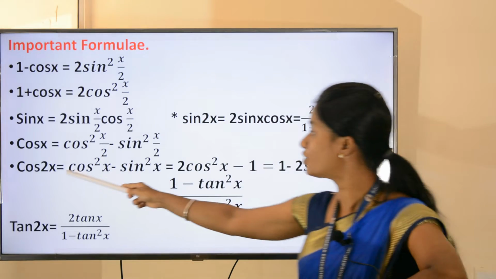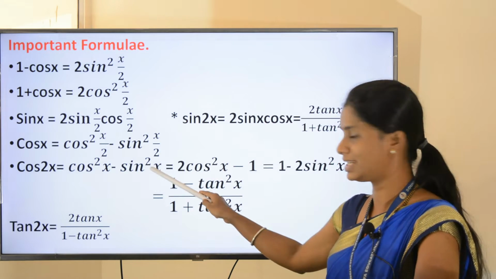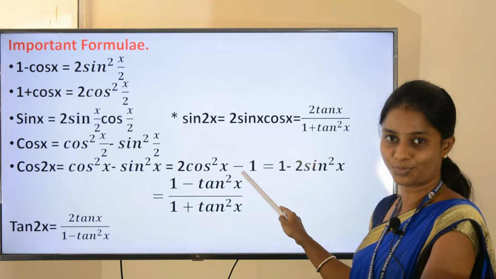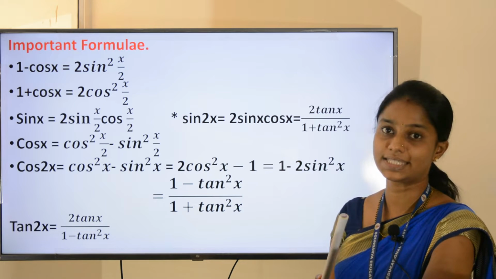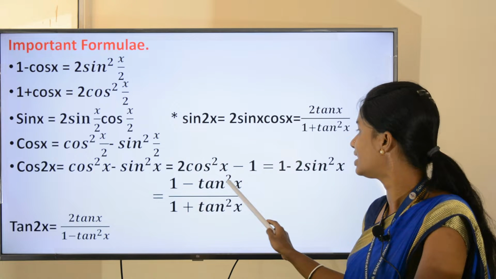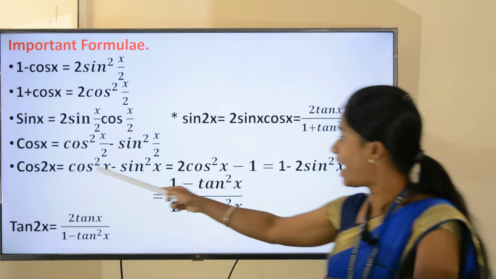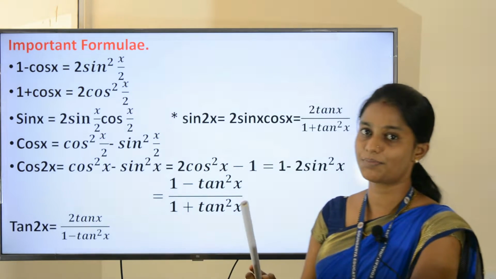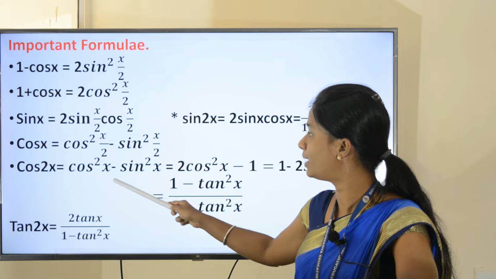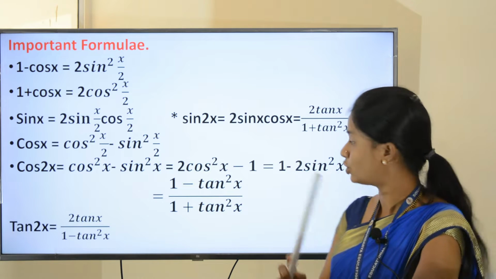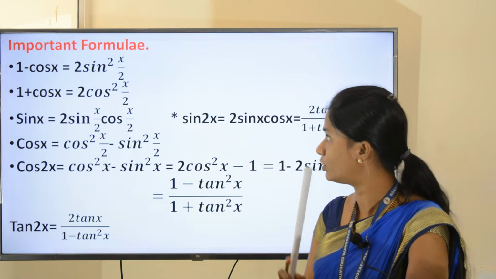In the same way, cos 2x will have a total of 4 formulae, students. That is cos square x minus sin square x, 2 cos square x minus 1, or 1 minus 2 sin square x. The last one is in terms of tan, that is 1 minus tan square x divided by 1 plus tan square x. Here also, if the angle is divisible by 2, we get a submultiple angle formula, that is cos x is equal to cos square x by 2 minus sin square x by 2. We can apply the submultiple angle method to the other 3 formulae also.